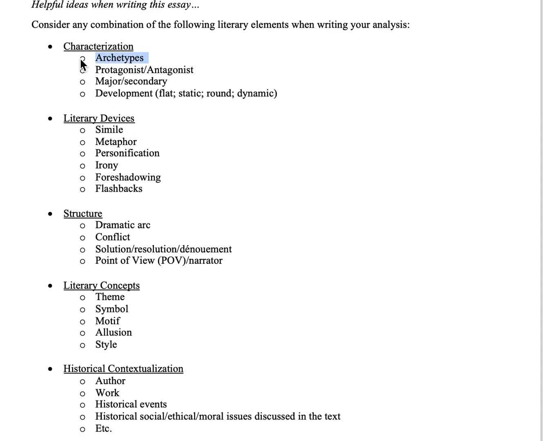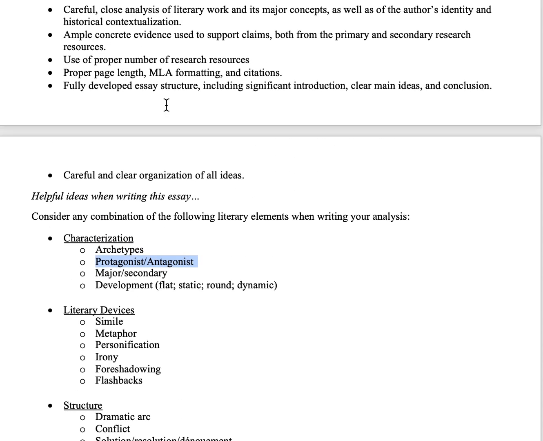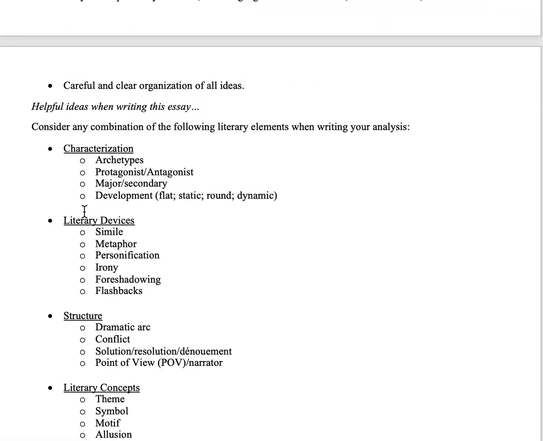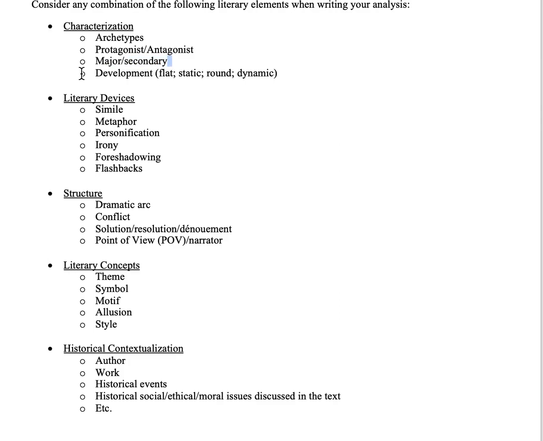So in the Native Trickster Tales, how do specific archetypes get filled? Look at who's the protagonist and antagonist. In Columbus's letters or De Vaca's letters, you have clear protagonists and antagonists. Are the characters developed? Are they secondary characters, main characters? Are they flat, round, dynamic, static?